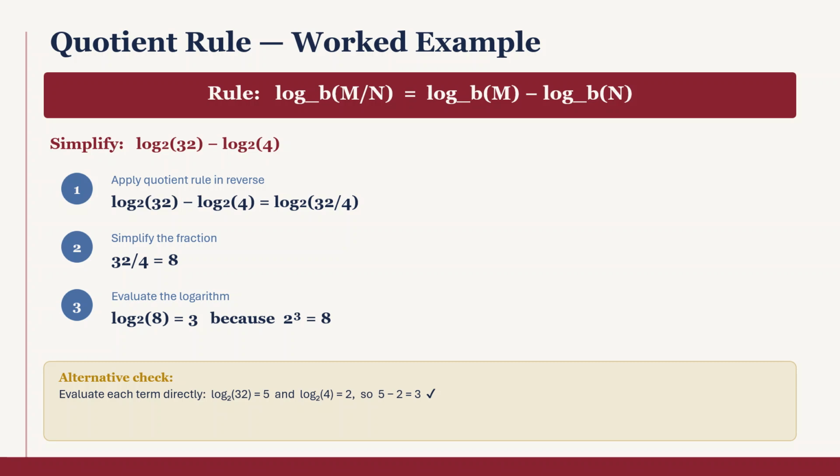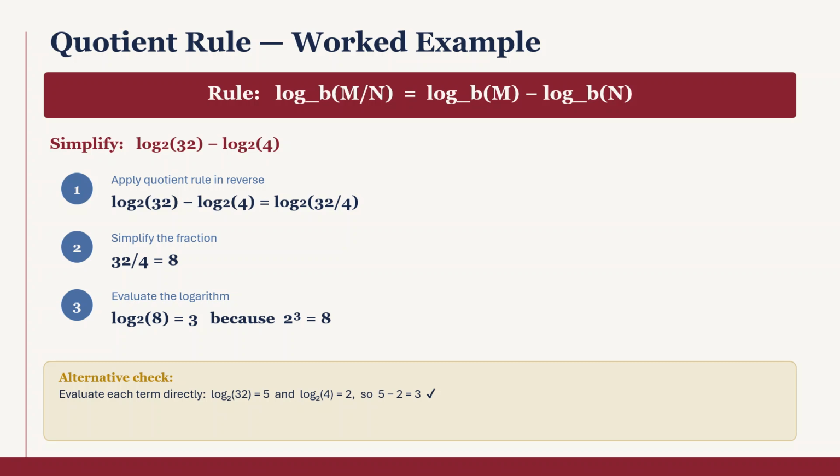Step 2. Evaluate each term. Log base 2 of 32. Since 2 to the 5th is 32, this equals 5. Log base 2 of 4. Since 2 squared is 4, this equals 2. Step 3. Subtract. 5 minus 2 equals 3. Verify. 32 divided by 4 equals 8, and log base 2 of 8 equals 3, because 2 cubed is 8.